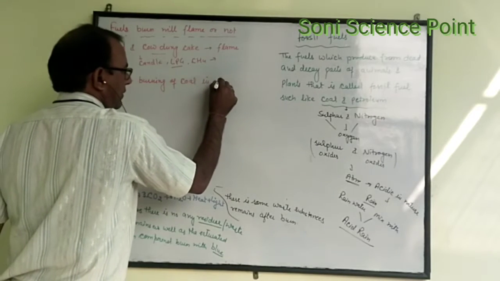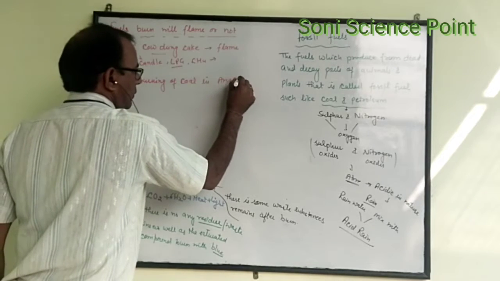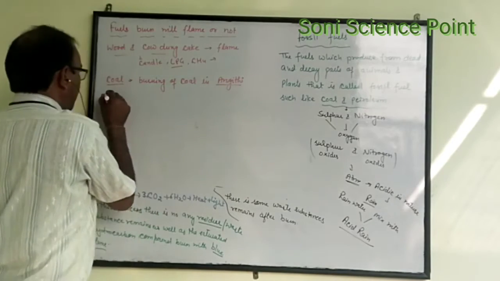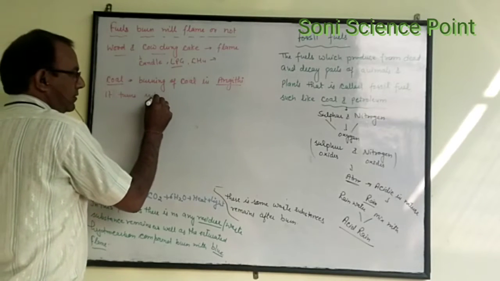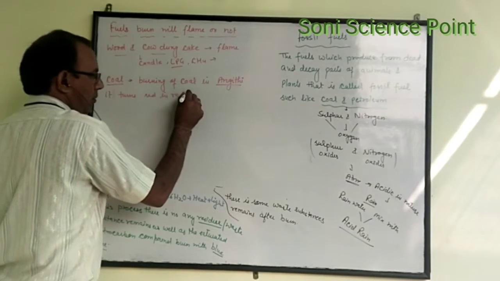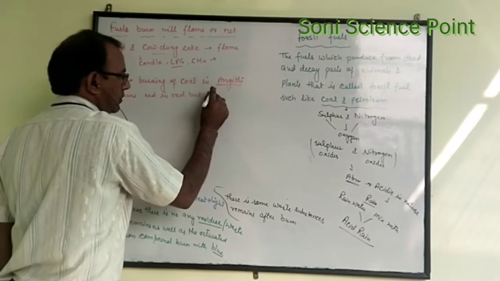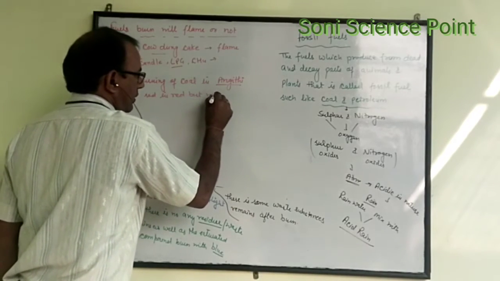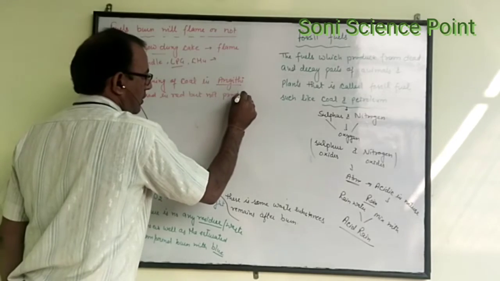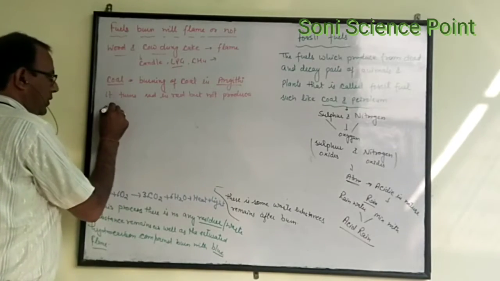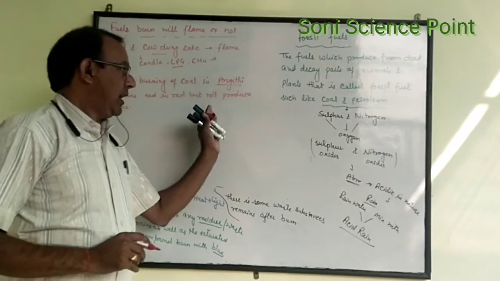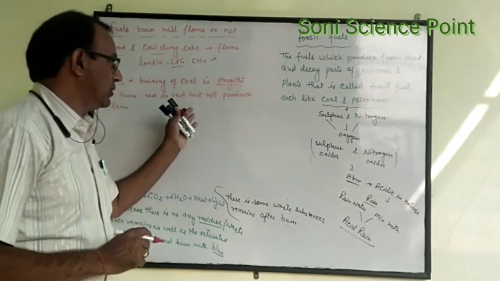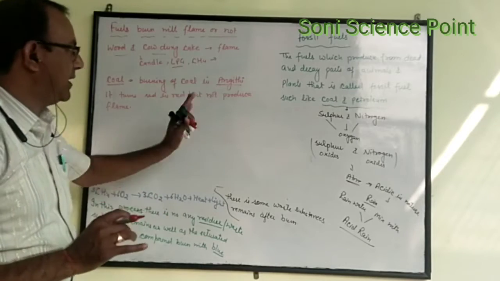in an angithi, it turns red in color but does not produce flame. So we have seen that some fuels produce flame and this type of fuel doesn't produce flame. Why? What is the reason behind it?